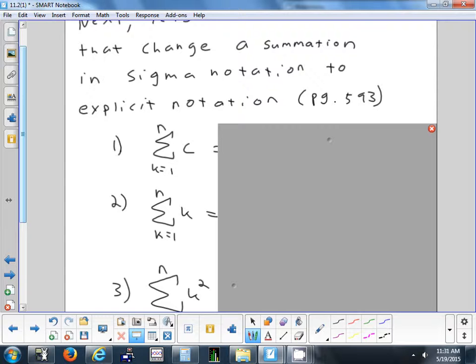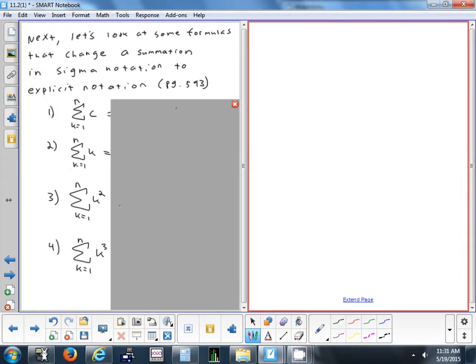This one's kind of a weird one. It says you're adding up from 1 to n a constant. This is not a variable. It would be a number, like the sum from k equals 1 to 5 of 3. So there's no spot to plug k in here. The result that you get is always going to be this constant. Doesn't matter what k is. This is always the result, 3. So let's try it and see what happens.